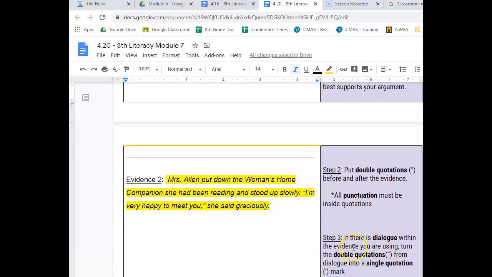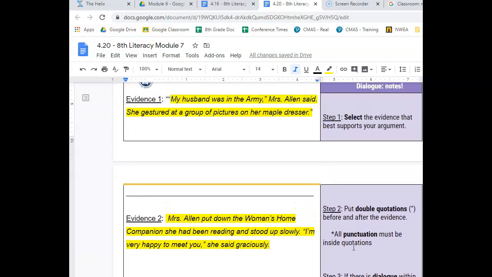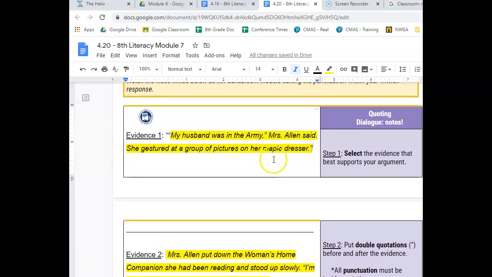So this can be a little bit confusing for students. So I'm going to go through this really clearly with evidence one. First, when I look at evidence one up here, I'm going to ask myself, is there any dialogue within this piece of evidence? When I'm looking, the first few words of this is actually dialogue. My husband was in the Army.